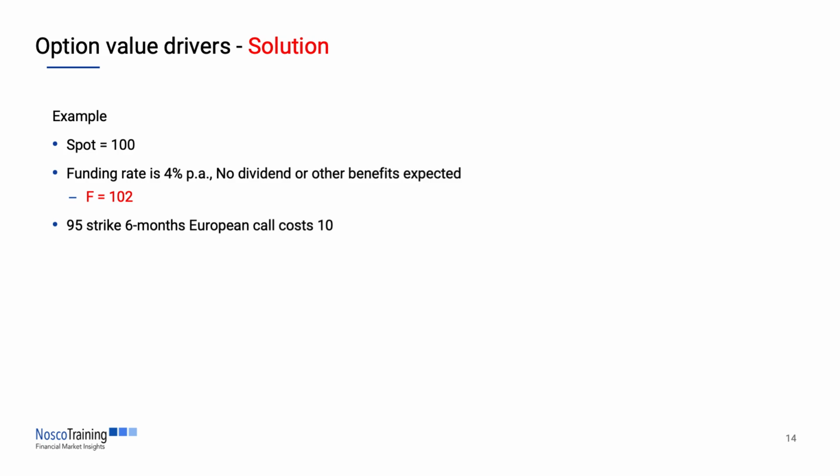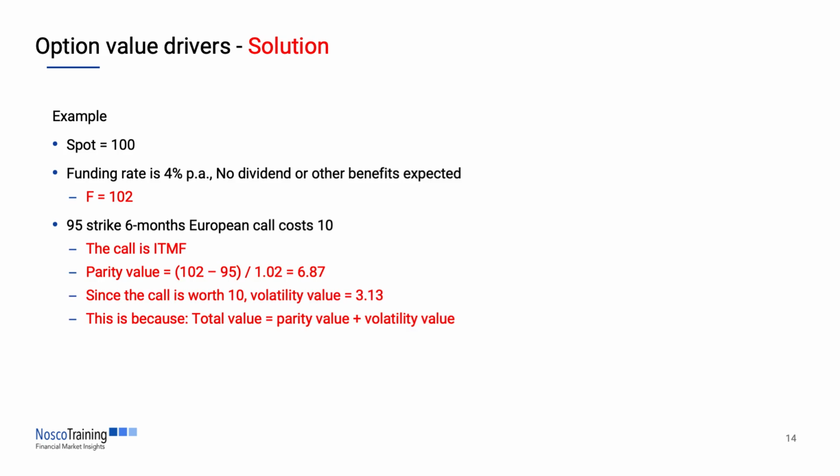We start with the parity value since no model is required. Because parity value is measured relative to the forward price, we first calculate the forward. With a spot price of 100 and a funding rate of 4%, the 6-month forward price is 102. For the call option, the parity value is the present value of the forward price minus the strike. This gives us a present value of 7, or 6.87 once discounted to today.